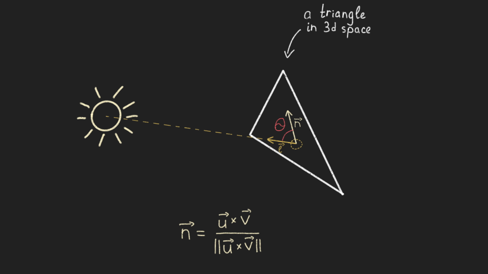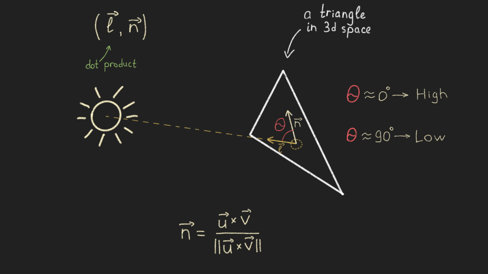We are interested in theta. If theta is close to 0 degrees, the brightness is very high. If theta is close to 90 degrees, the brightness is very low. We can calculate theta. A dot product of n and l is easy to calculate using coordinates. But on the other side, it is equal to the cosine of the angle between unit vectors. To find the brightness of the pixel, we need to find the cosine of theta.